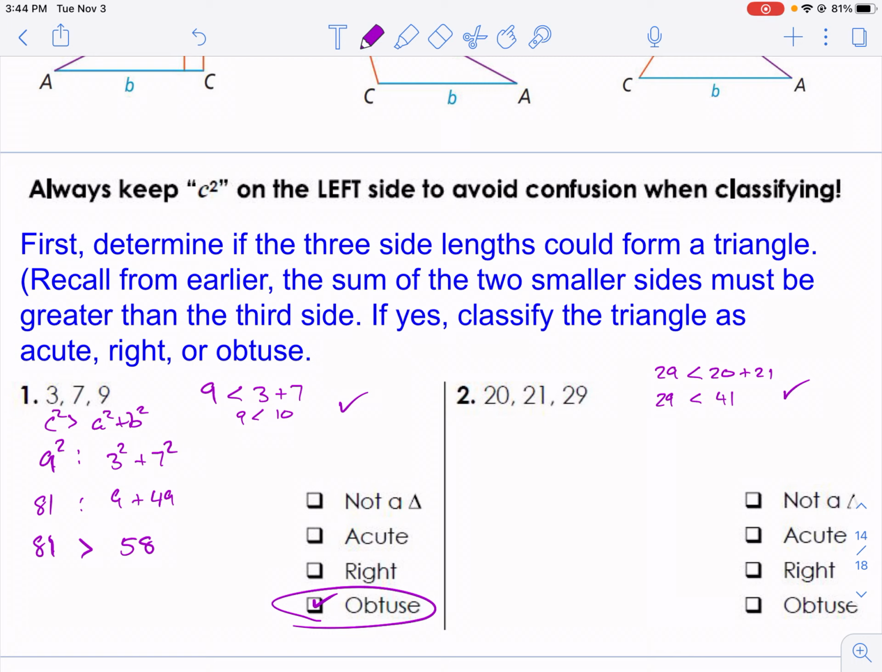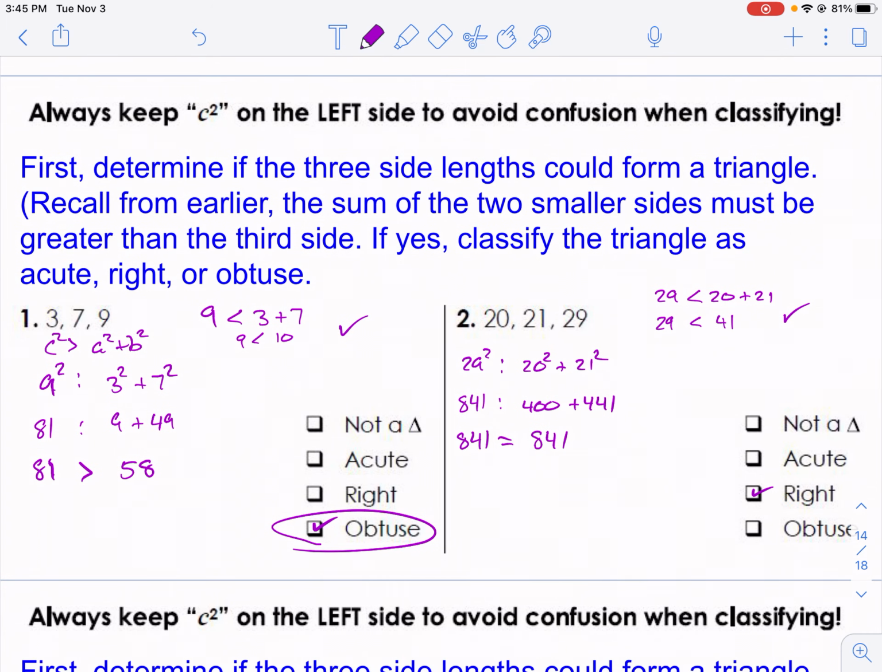We can continue on. We take our largest side, 29, and square it, and take the two smaller sides and square them, and see what we get. 29 squared is 841. 20 squared is 400, and 21 squared is 441. Add them together, we get 841, and we get 841. So they're equal to each other, therefore this is going to be a right triangle. So we circle right triangle.